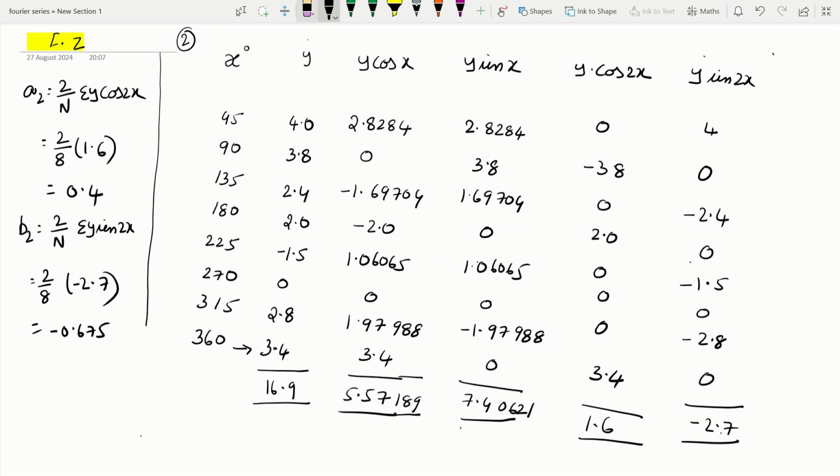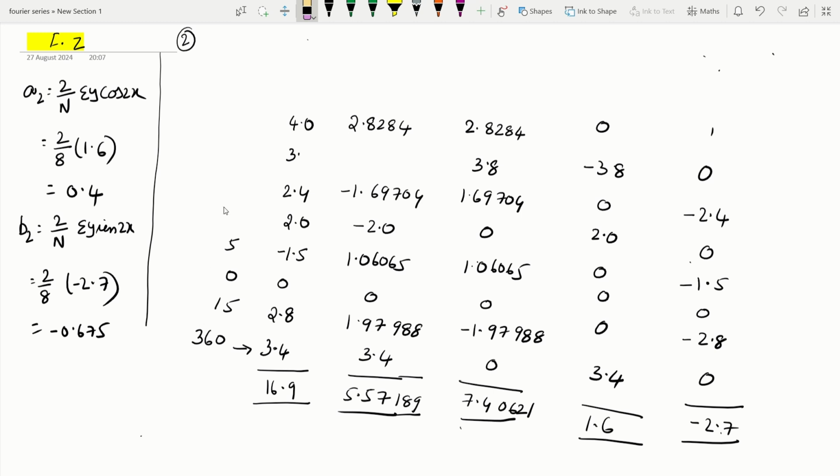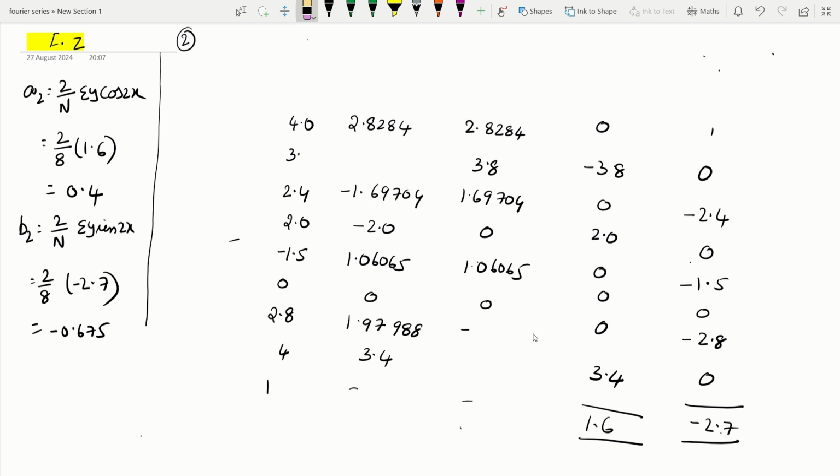So they will see y cos x, y sin x, y cos 2x, y sin 2x. There is no special mark for cos 2x, sin 2x. You don't have special weightage for that. Now, with the data, I don't have the work. I'm going to delete that. Let me conclude this problem.